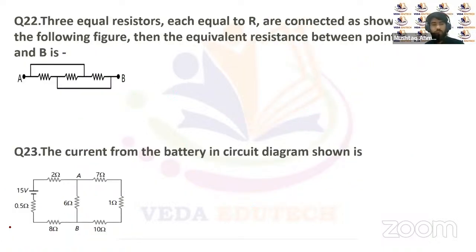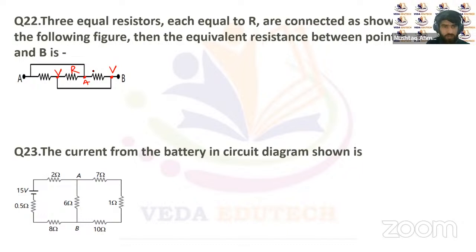But let's move on to question number 22. The three equal resistors, each equal to resistance R, are connected as shown in the following figure. Then the equivalent resistance between points A and B is? So you can see here, let's suppose the potential at this point is V. They are connected by a short, so the potential at this point will also be equal to V. This is the common point. Let's suppose this is A.